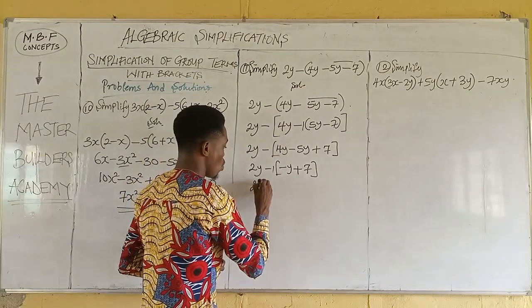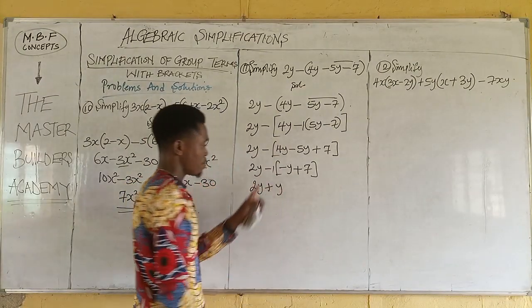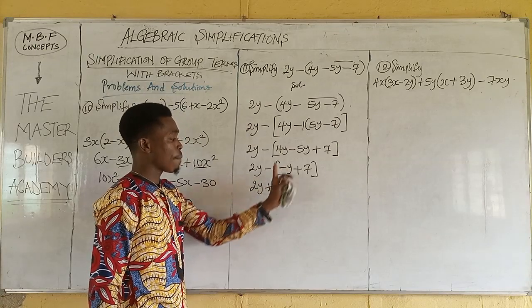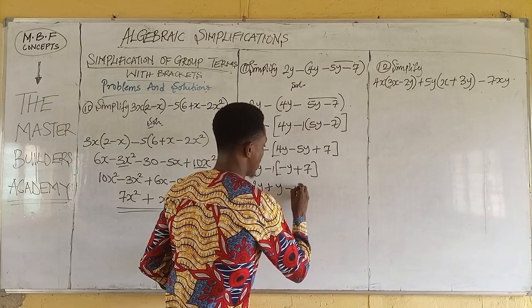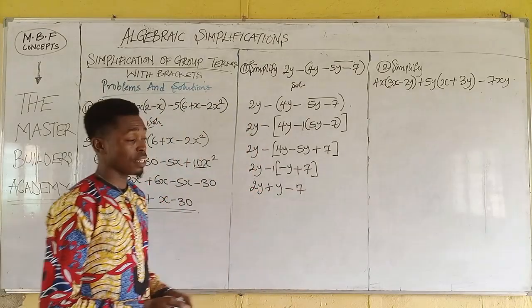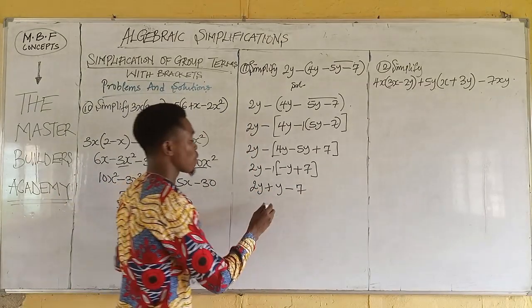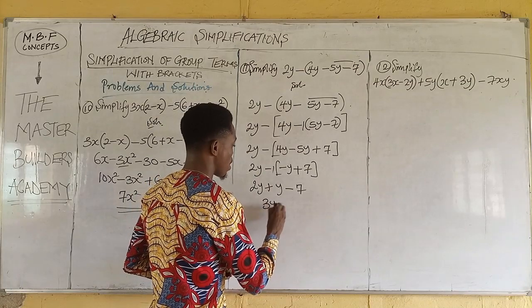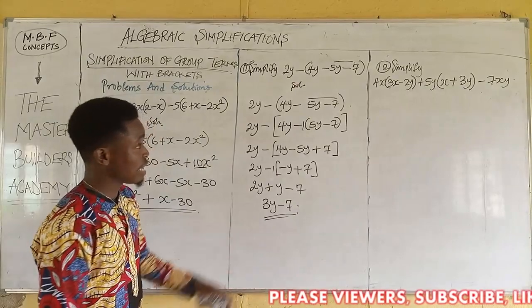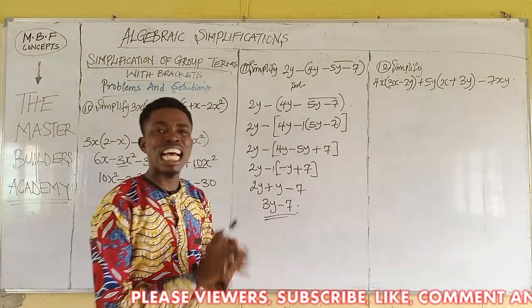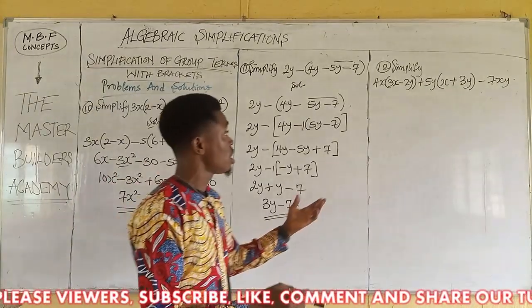So we are going to have 2y plus y. Minus 1 times minus y gives us plus y, and minus 1 times plus 7, we have minus 7. It's as simple as this. Then finally, 2y plus y would have given us 3y minus 7. We cannot simplify this further. Therefore, this is the answer to this question. The last but not the least under this session is what we have.